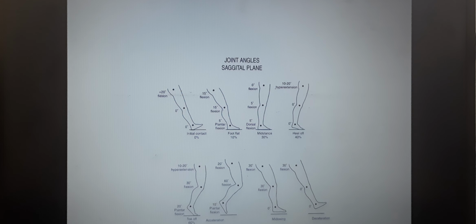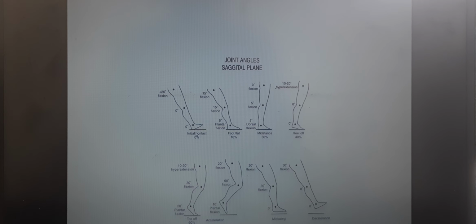Primarily I would like to explain the sagittal plane. The first stage is initial contact, or heel strike. Here there is hip flexion. This is the hip joint, this is the knee joint, this is the ankle joint. During the heel strike, there is around 20 degrees of hip flexion and 0 degrees of knee and ankle joint.